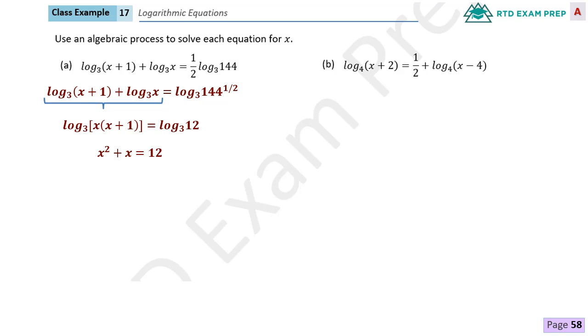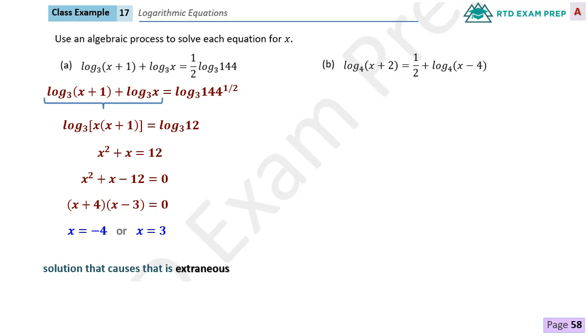We multiply the x by x plus 1 to give us x squared plus x. And since it's now a quadratic equation, we default to the strategy of setting it equal to 0 and factoring. Here, since x plus 4 times x minus 3 equals 0, then either x equals negative 4 or x equals positive 3.